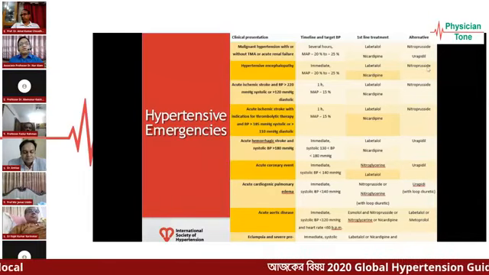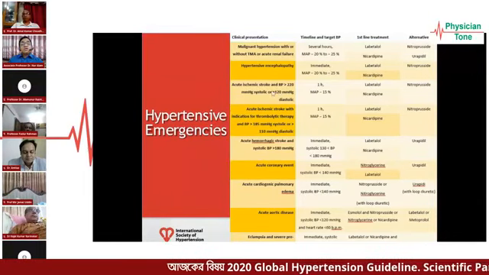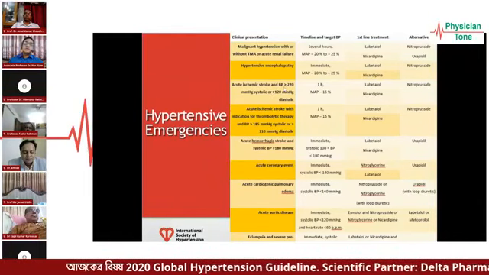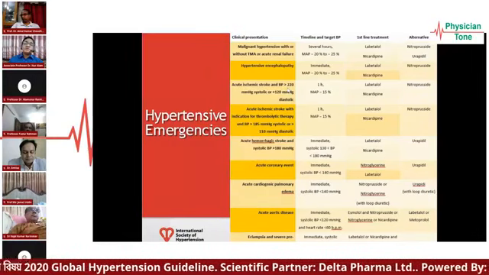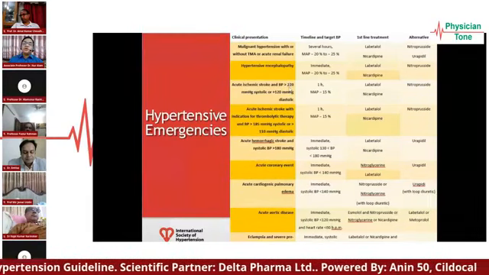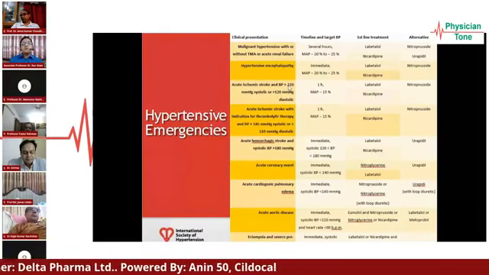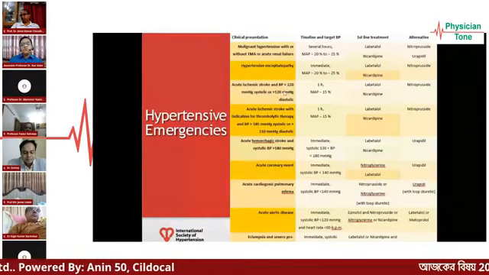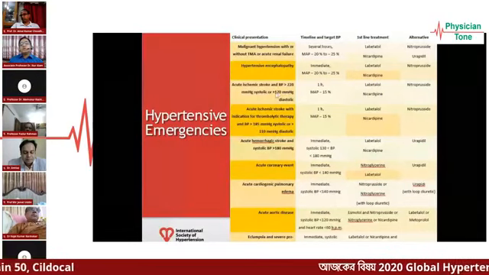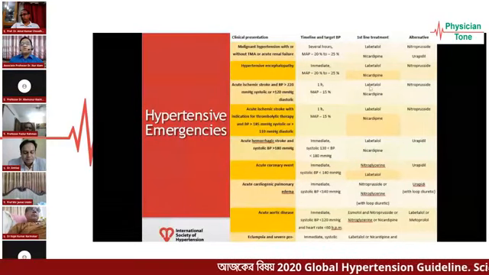Second choice is nitroprusside. Ischemic stroke: in case of ischemic stroke, we should not start antihypertensive therapy unless the blood pressure is more than 220/120. If the ischemic stroke patient has blood pressure of 220/120 or more, then we can lower the blood pressure with labetalol or nicardipine.